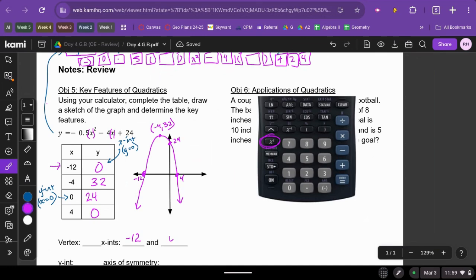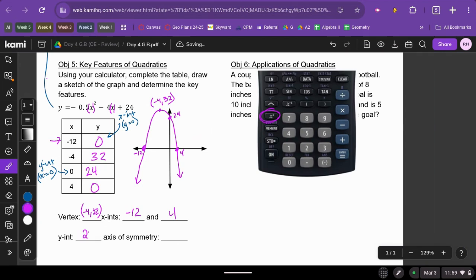So negative 12 and 4 are my x-intercepts. The vertex is at negative 4, 32. And the y-intercept is at 24.